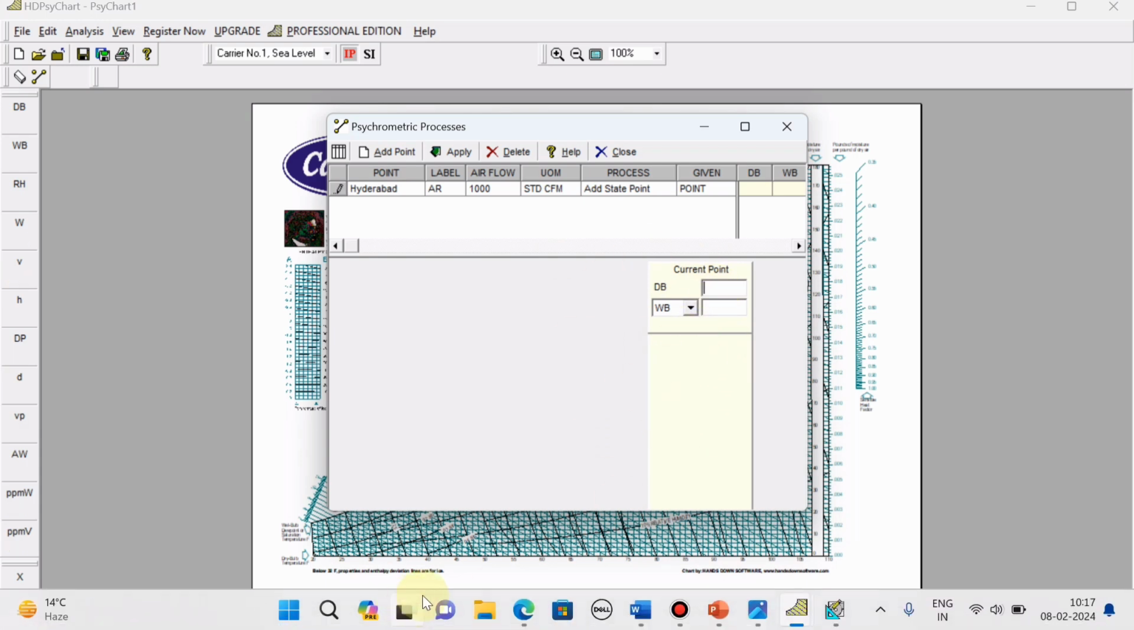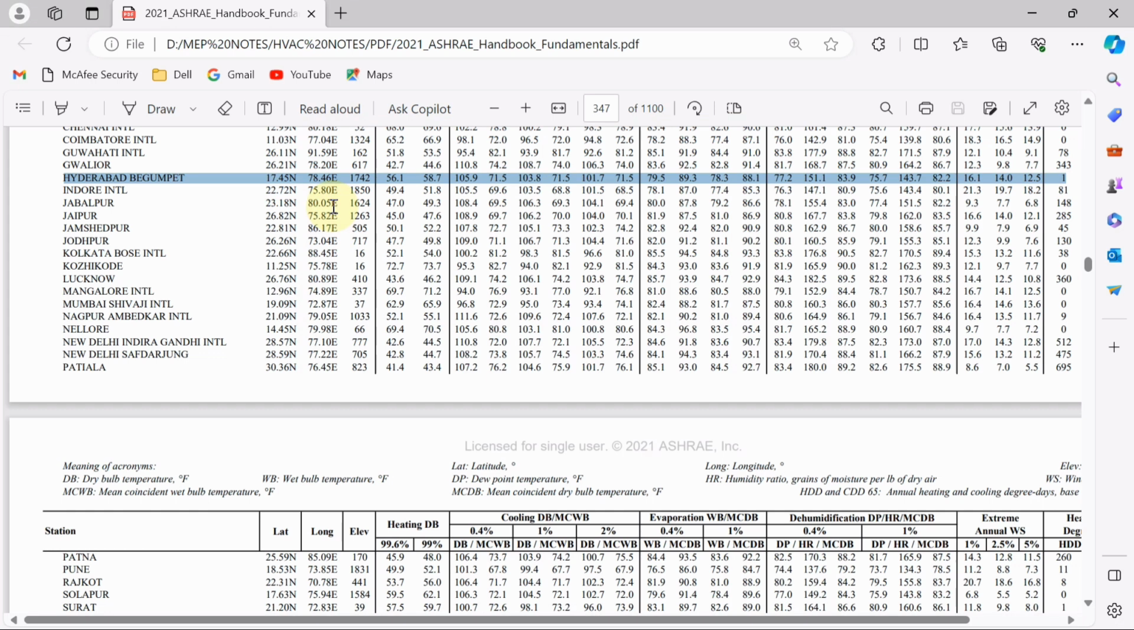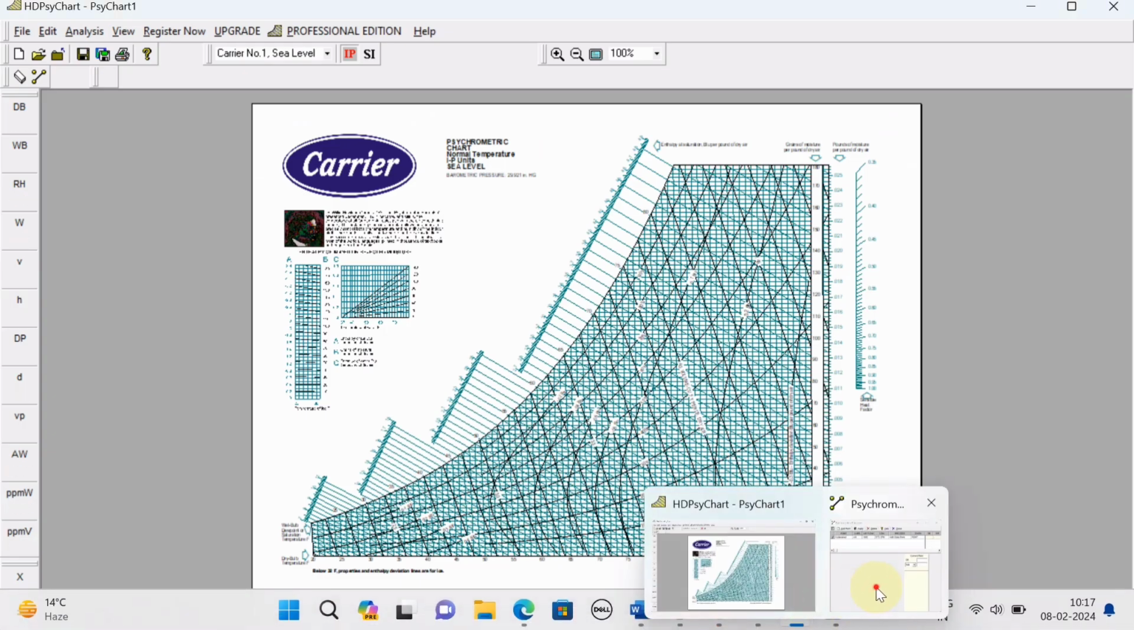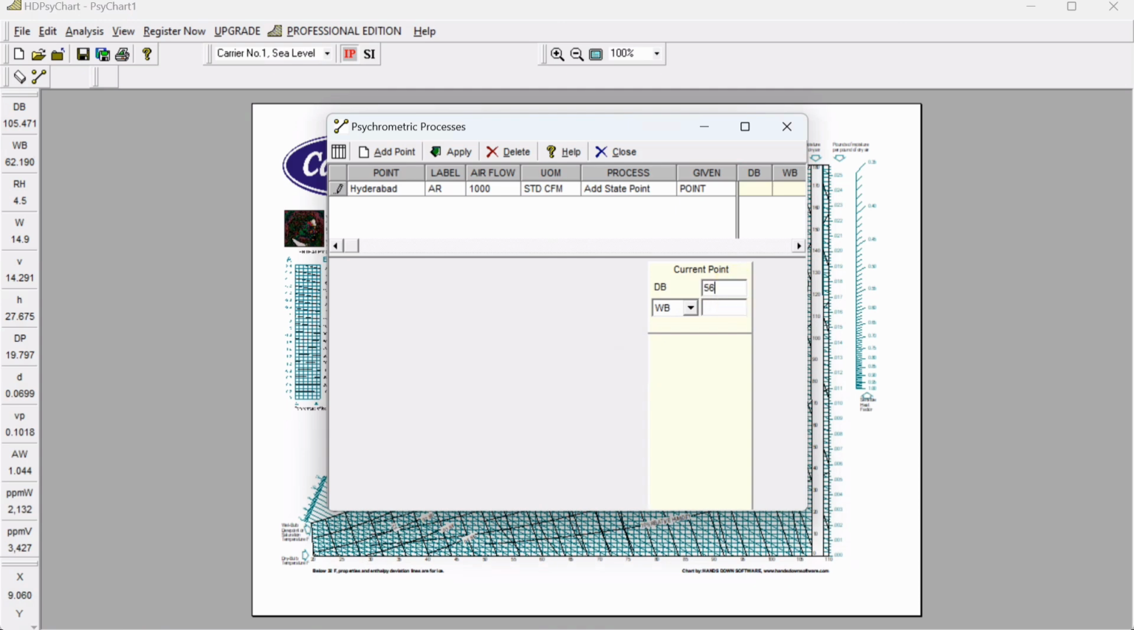When you open this ASHRAE, for winter design dB, 56.1 is given. So I am writing that detail, 56.1. Now I want to find out the winter coincident wet bulb, but we don't know the wet bulb temperature. But we know the relative humidity.